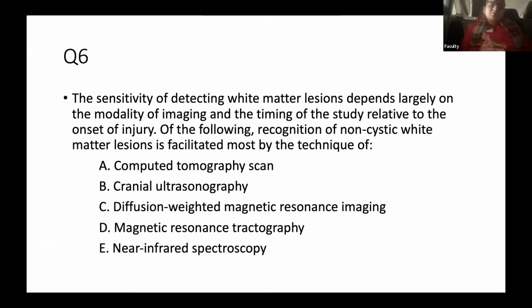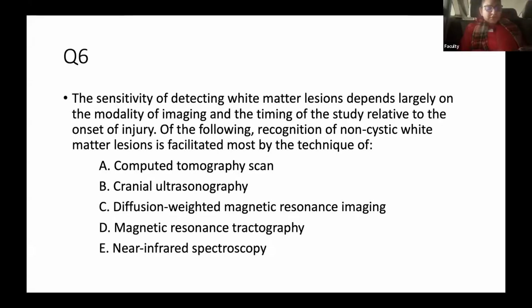Okay, 6th then. The sensitivity of detecting white matter lesions depends largely on modality of imaging and timing of the study relative to the onset of injury. Of the following, recognition of the non-cystic white matter lesion is facilitated most by the technique of CT scan, cranial ultrasonography, diffusion weighted imaging, MR resonance imaging, MR resonance spectrography, or near infrared spectroscopy. C, diffusion weighted MRI.